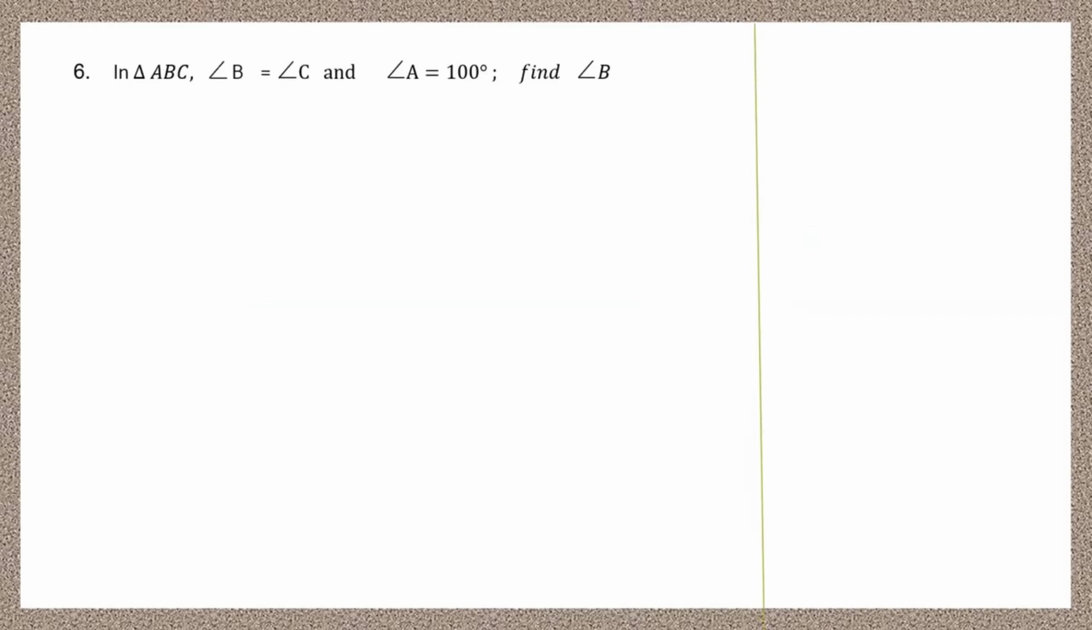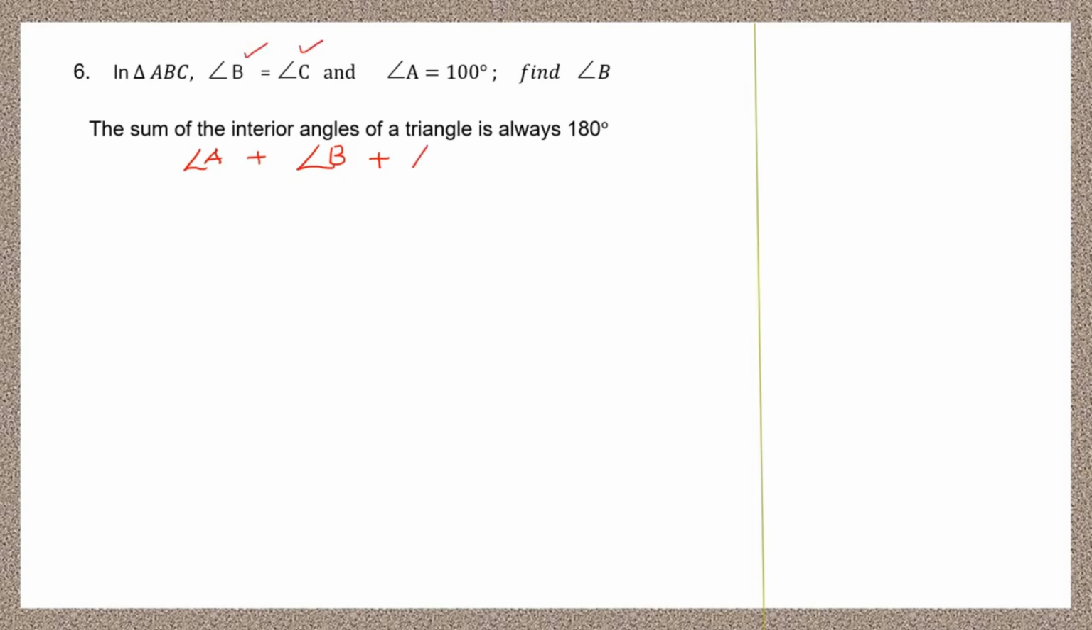Question 6. In triangle ABC, angle B is equal to angle C. And we know that angle A is 100. Find angle B. Property is the same. The sum of the interior angles of a triangle is always 180. That means A plus B plus, now instead of C, I'm going to write B, because what does this say? Angle B is equal to angle C. So let me write B again, is equal to 180 degrees. How much is angle A? It's 100.